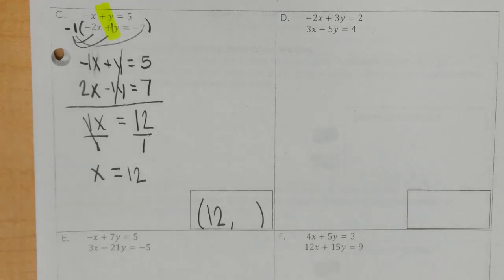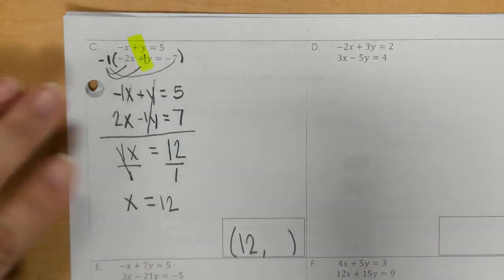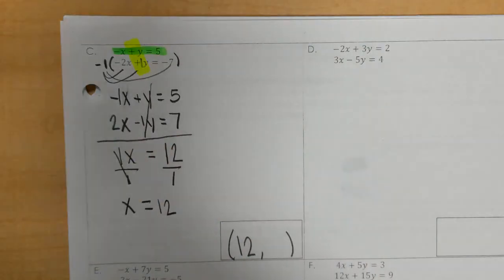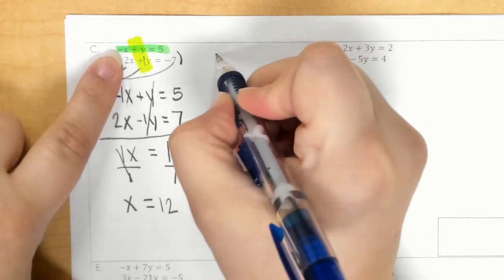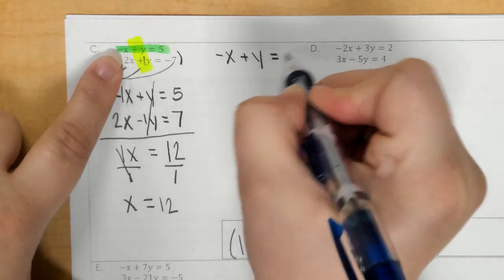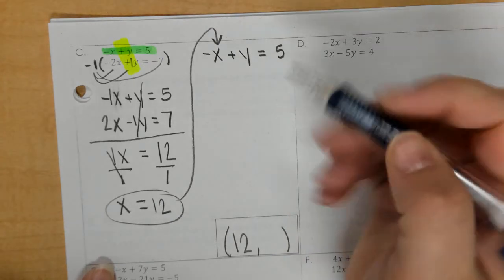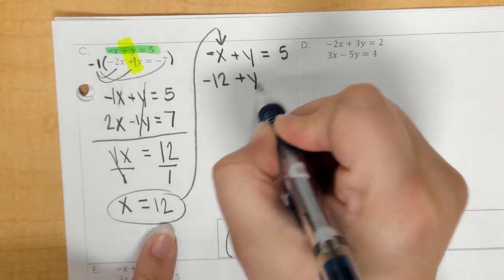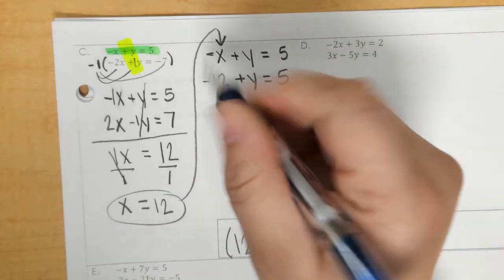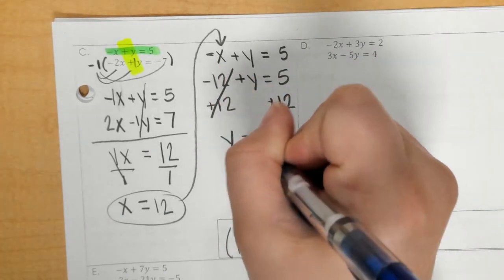So now, once I have my x is 12, I need to find y. So if I go back up here, I need to pick an equation to plug 12 into. I'm going to pick the top equation. Has less numbers, less negatives. Okay, so top equation, we're going to plug the 12 into x. But we're going to keep that negative. So this becomes a negative 12 plus y equals 5. Lastly, we just add 12 to both sides, and y is 17.